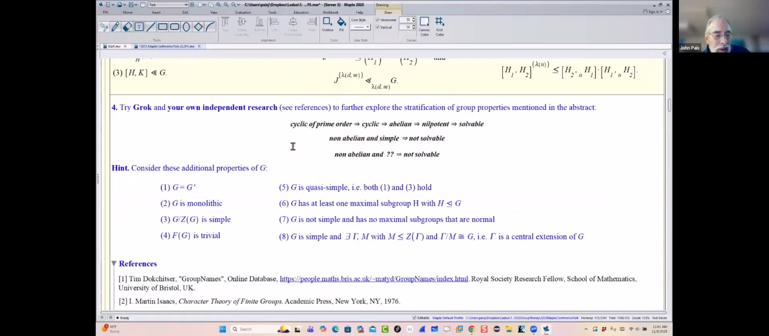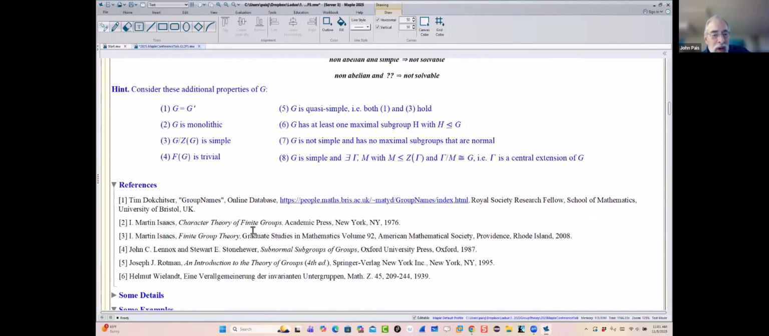Let me show you the references again. I used Tim Duckacher's Group Names website. Fabulous website. It has the lattice of subgroups for many, many groups up to around 450 or 500 order. And it's very, very useful in kind of interactive feedback when you're trying to explore.